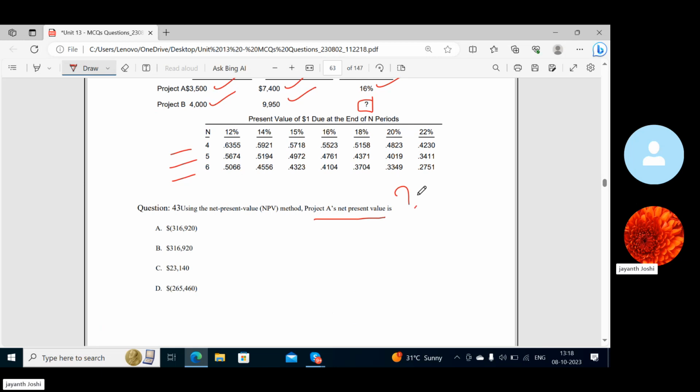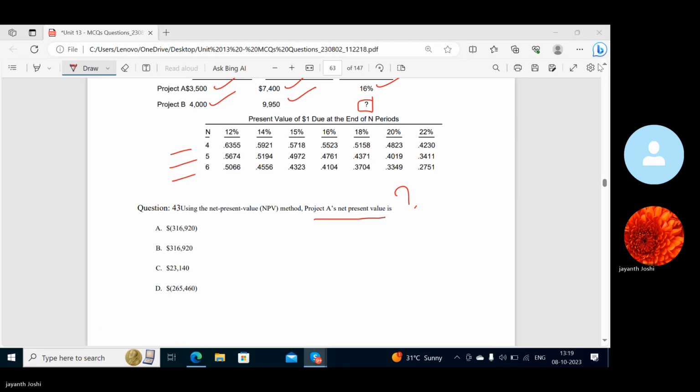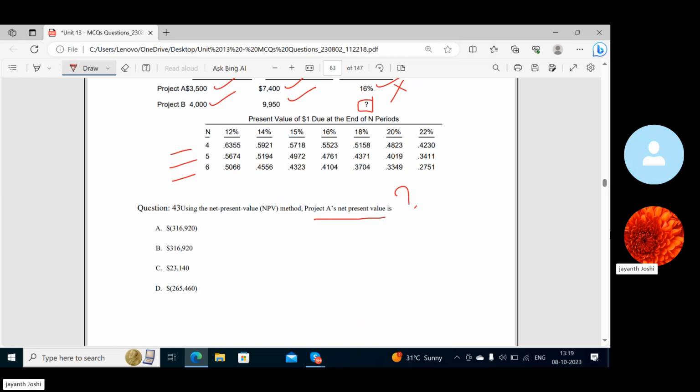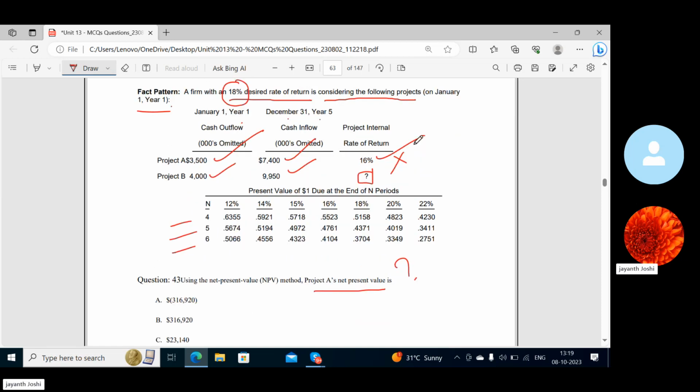Please try this. I'm waiting. Here, for IRR we have to take 16%, or 18% for project A? They're asking NPV, not IRR. So your cost of capital is 18%, and that only you should be taking. IRR has nothing to do with the NPV calculation, only the cost of capital.